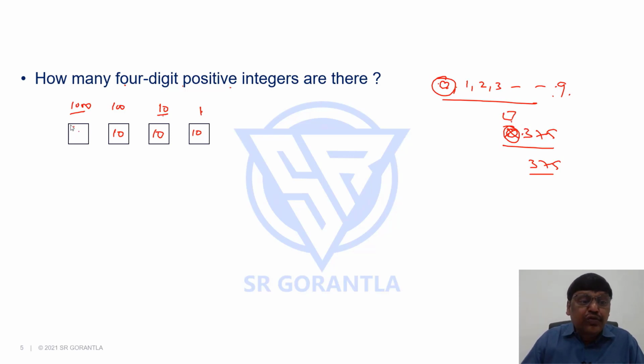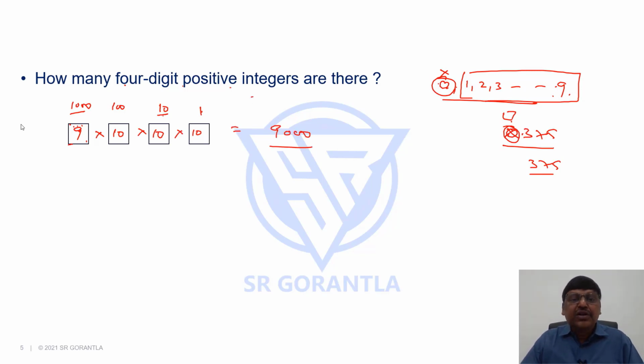It has to be some other digit. So hence, to fill the leftmost place, the thousands place, we cannot use 0, but we can use any of the other 9 digits. So 9 options I have. Total, we have 9 into 10 into 10. We have a total of 9,000 4-digit numbers, right? So this is the fundamental principle of multiplication. Each activity is independent. So when all these activities can be performed, it is the product of them. 9 into 10 into 10, it will be 9,000 ways, right?